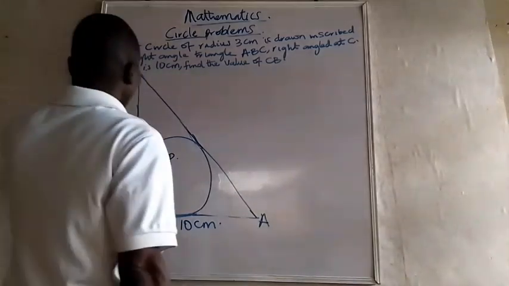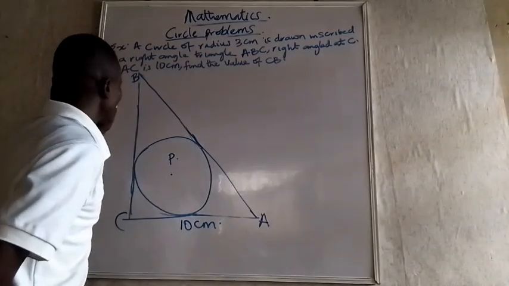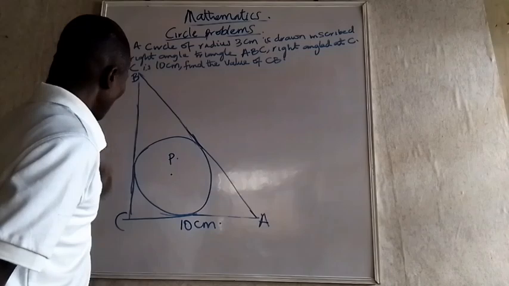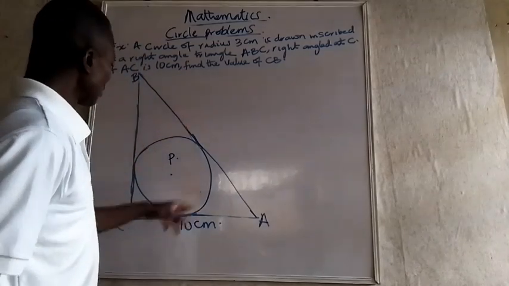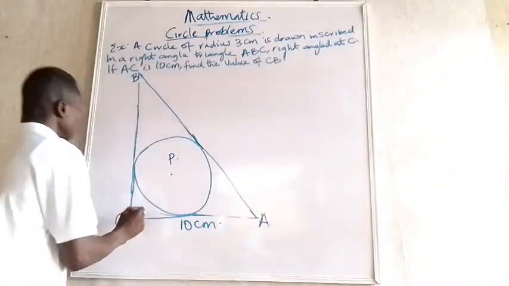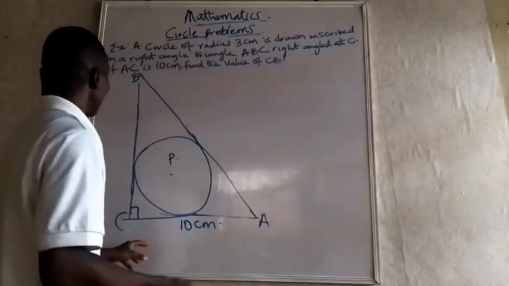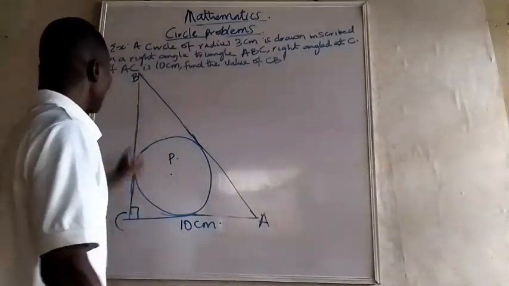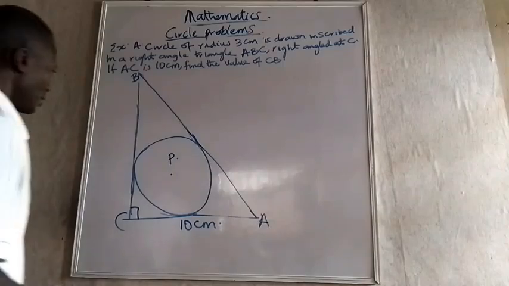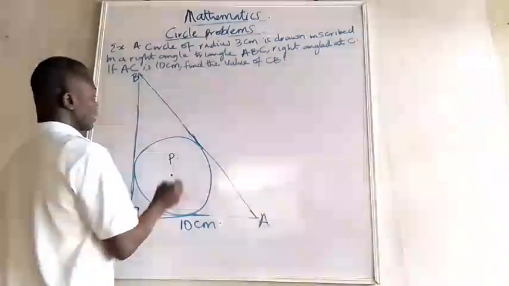Look at this. A circle of radius 3 cm is drawn, described in a right angle triangle ABC. Right angle at C. If AC is 10 cm, find the value of CD. Now we know one thing. This is the center, and we are told that this is 3 cm.